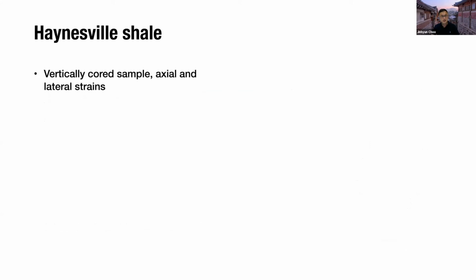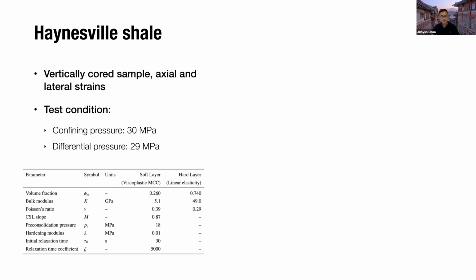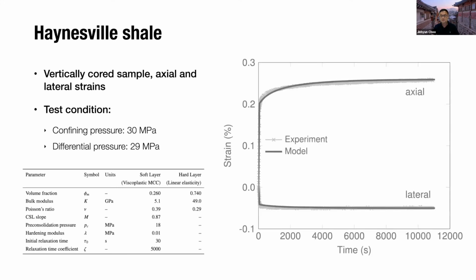So let's first consider the Haynesville case. In this experimental data, Sone used a vertically cored sample and measured axial and lateral strains during the creep stage. Here is the test condition, and these are the parameters we calibrated. And here is the result in which experimental data and model results are compared. You can see that our model reproduces the shale creep behavior almost the same as the experimental data in both axial and lateral directions.